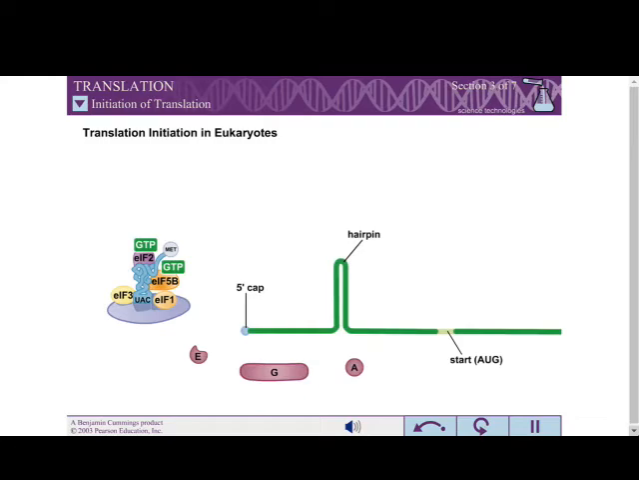Meanwhile, eIF4F, which consists of the 3 subunits eIF4A, eIF4E, and eIF4G, binds to the 5' end of the eukaryotic mRNA. The 4E subunit binds the 5' cap, a specialized structure at the very tip of the mRNA, while the 4A and 4G subunits bind further down. eIF4A is needed for the mRNA unwinding that will allow the ribosome to find the start codon of the mRNA.